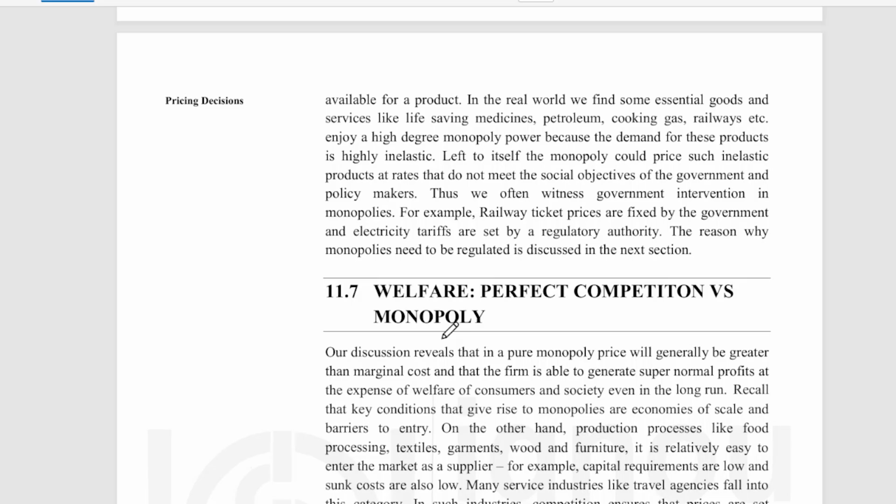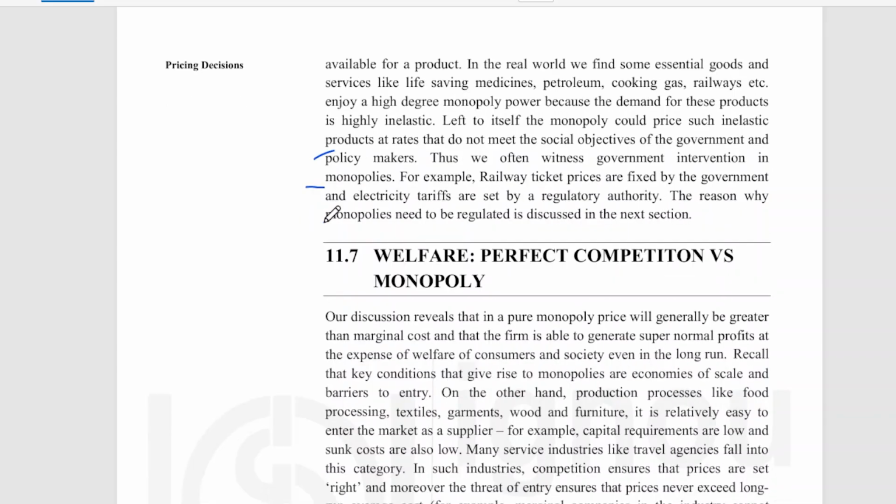So left to itself, the monopoly could price such an inelastic product at rates that do not meet the social objective of government and policymakers. Thus we often witness government intervention in monopolies. For example, railway ticket prices are fixed by the government and electricity tariffs are set by a regulatory authority. The reason why monopolies need to be regulated is discussed in the next section.